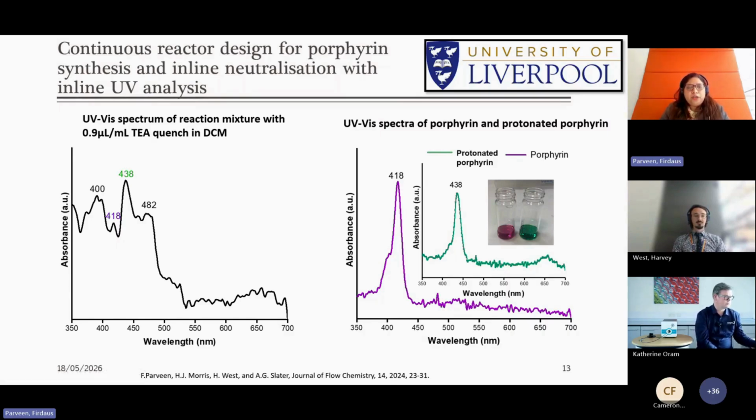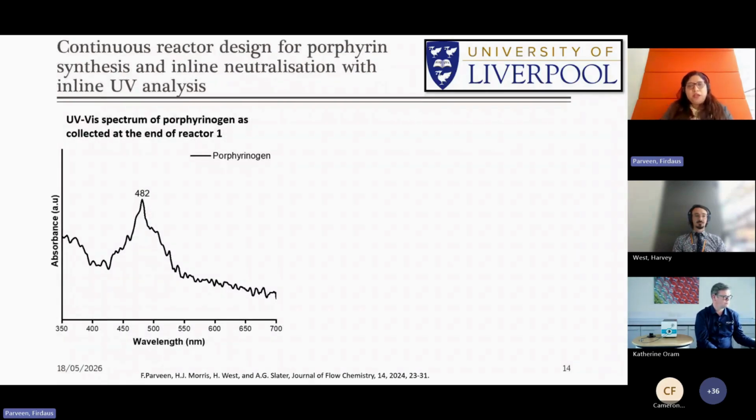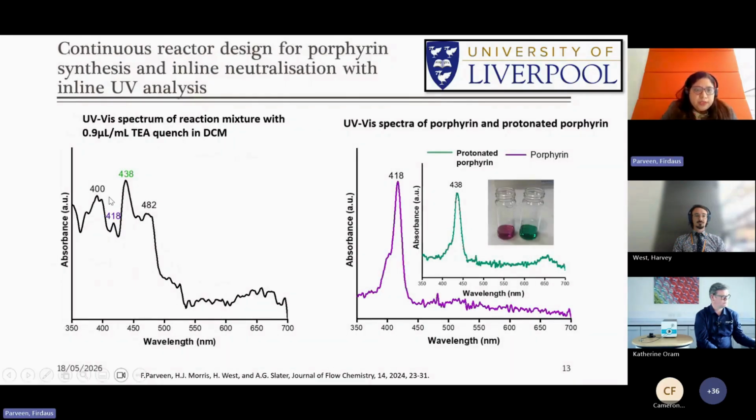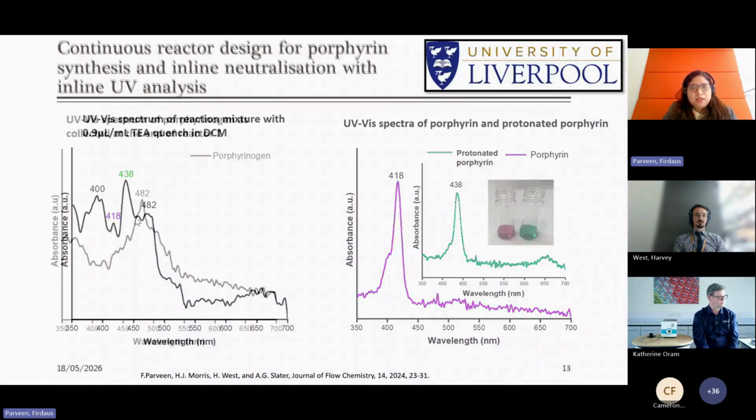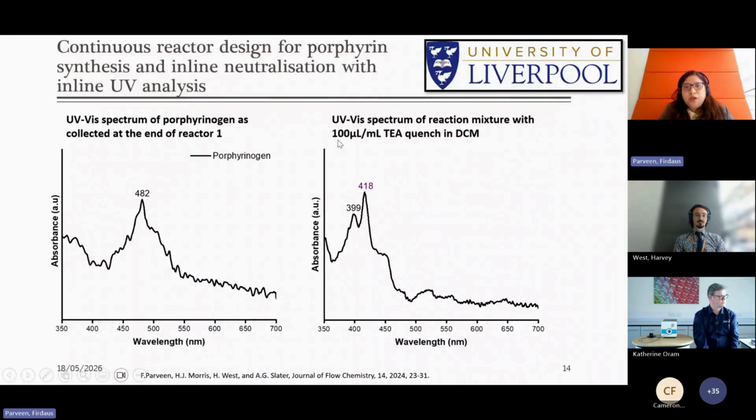If you have highly concentrated porphyrin, then you can get a peak at 400, but if you have a dilute sample, you can get a peak at 418. Also from this spectra, you can see that 0.9 microliter per ml of triethylamine quench is not enough to deprotonate the porphyrin, because we are getting the major peak at 438. So we adjusted the volume of triethylamine to 100 microliter per ml, and the peak for the protonated porphyrin was reduced, as we completely neutralized the reaction mixture. With this, we were able to improve our yields of porphyrin by complete neutralization of the protonated porphyrin.